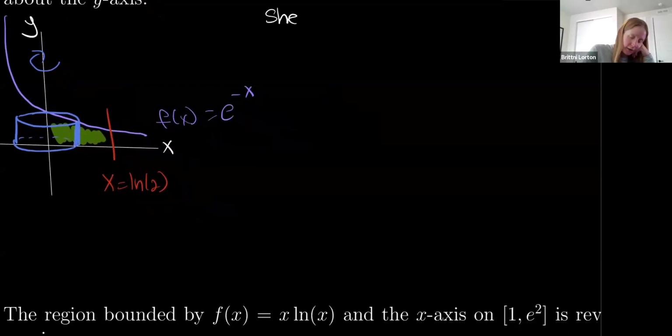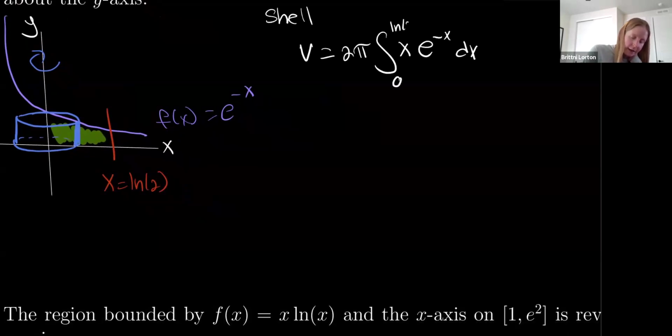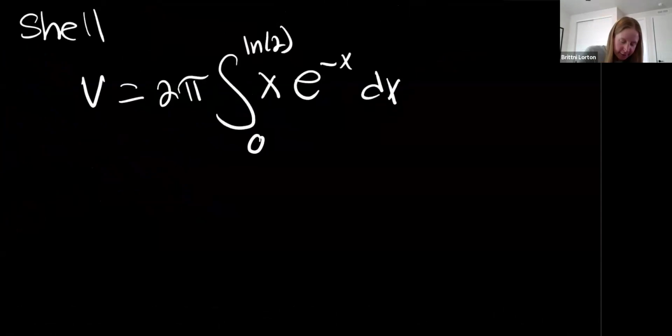Here is my shell volume for shell method: 2 pi times the integral of x times the height of that guy, which was e to the negative x dx, and I'm going from 0 to ln of 2. You might want to go back to visit some shell method problems if you want. Okay, then I integrate. This is a perfect problem showing up right here because I don't know how to integrate that one, but I do know now because I can use integration by parts. This is an example where I can do the shortcut, so I'm going to.